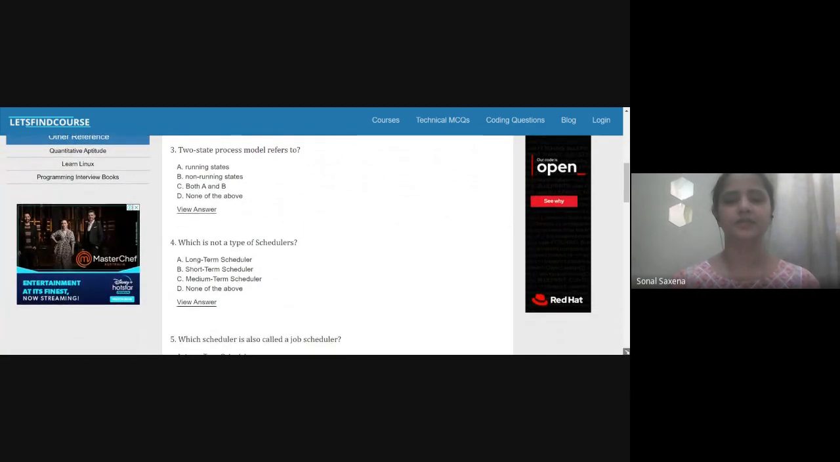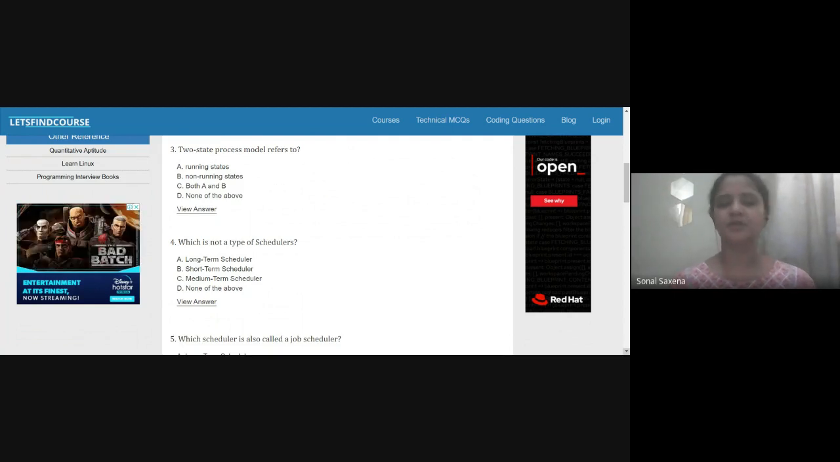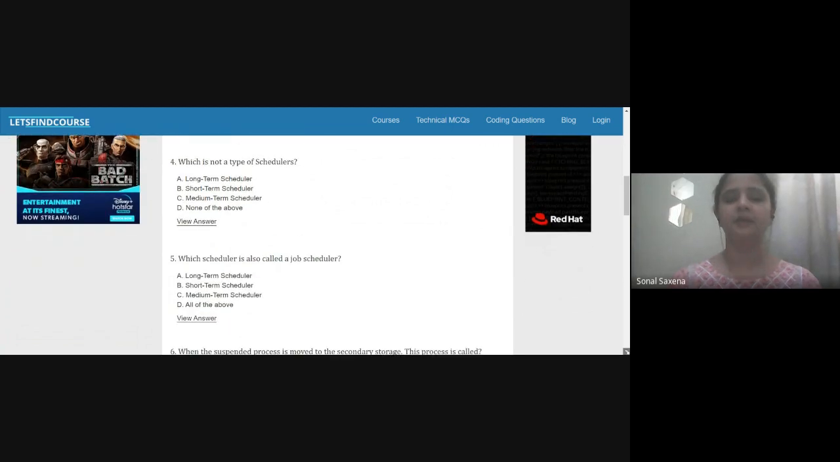Then the next set of questions. Two-state process model refers to running state, non-running state, or both A and B. Okay, so this is very easy. And then, which is not a type of scheduler: long-term, short-term, medium-term scheduler, or none of the above? We have seen three types of schedulers already, so you might be able to answer it very quickly. Now, which scheduler is also called a job scheduler? I have told you the other names of both the short-term and long-term schedulers, so you will be able to answer this question also.